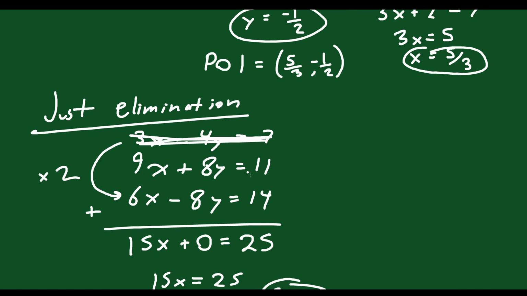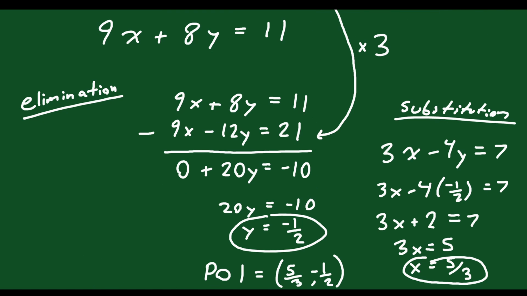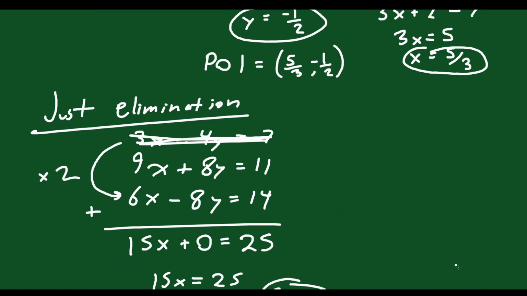If you want to use a combination of elimination and substitution, you could use elimination at first to find one variable, and then substitution to find the other. You could also use just substitution.